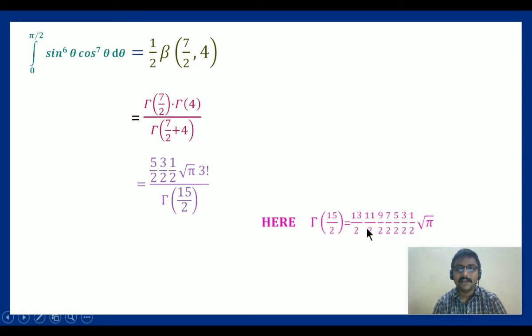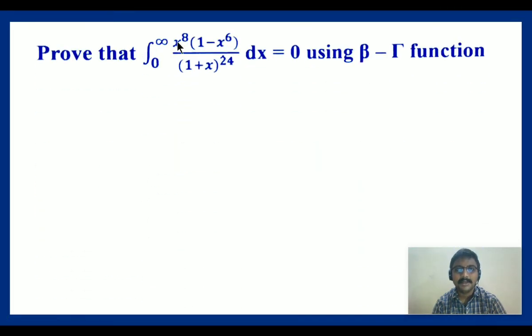So here gamma of 15 by 2 is 13 by 2, 11 by 2, 9 by 2, 7 by 2, 5 by 2, 3 by 2, 1 by 2 root pi. Substituting this and then taking the product and simplification, we get the result as 16 by 3003. Another problem: prove that integral 0 to infinity x power 8 into 1 minus x power 6 upon 1 plus x whole power 24 dx is 0 using beta and gamma functions.